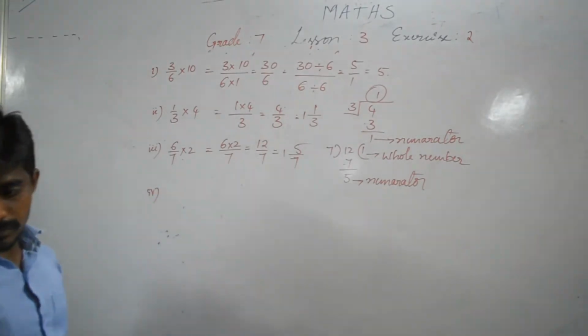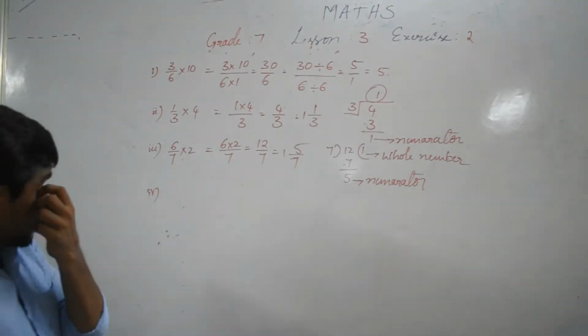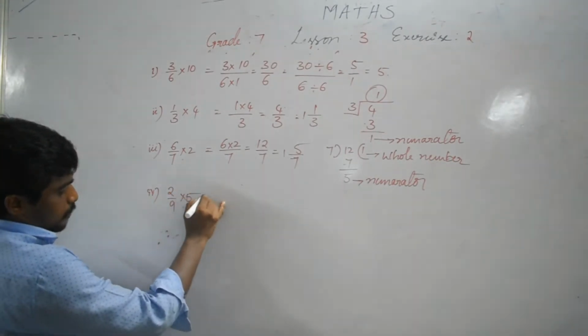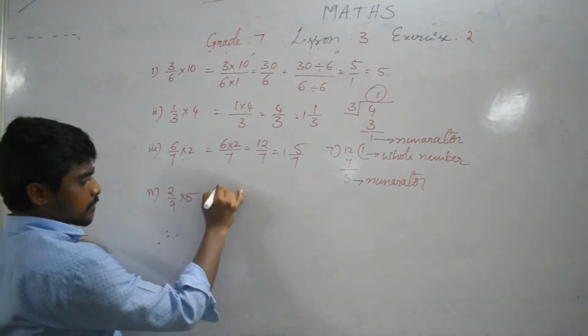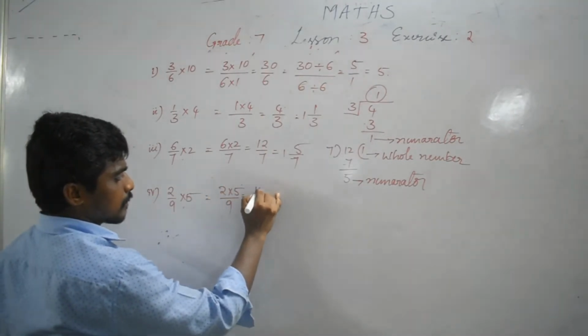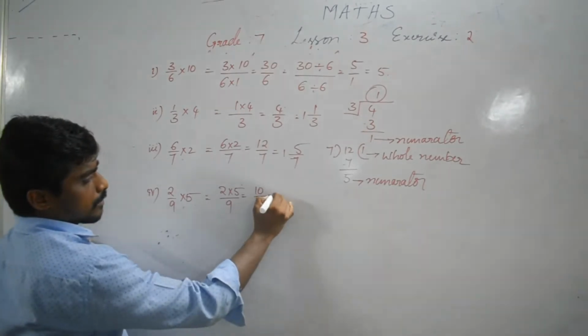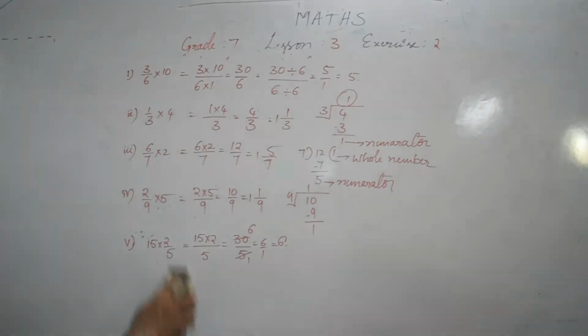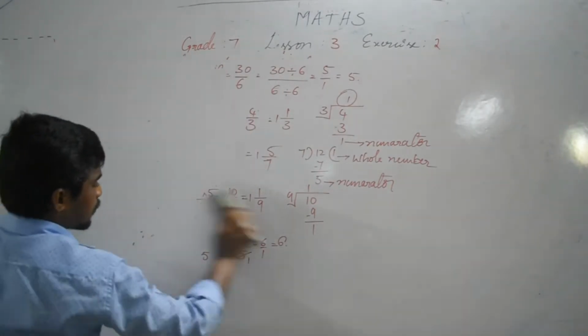Fourth one, 2 by 9 times 5. So 2 times 5 by 9, that is 10 by 9. Next problem, second one, pictures are given.